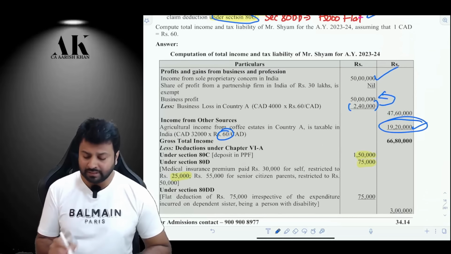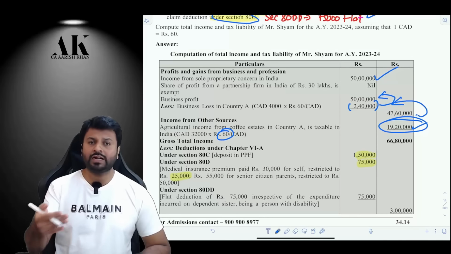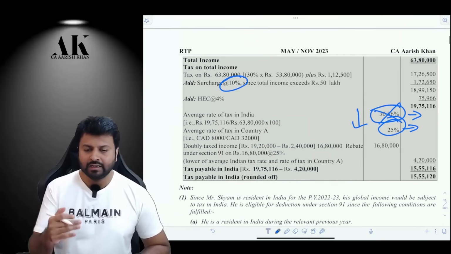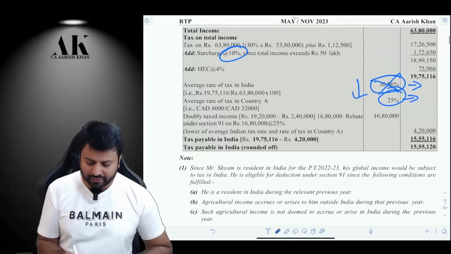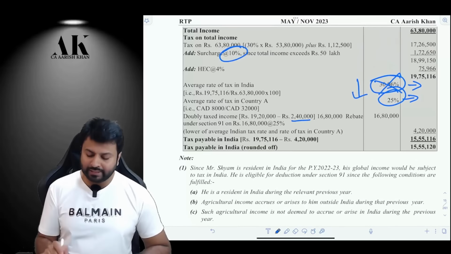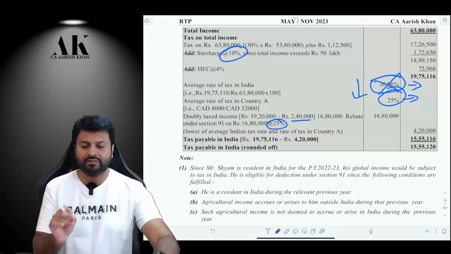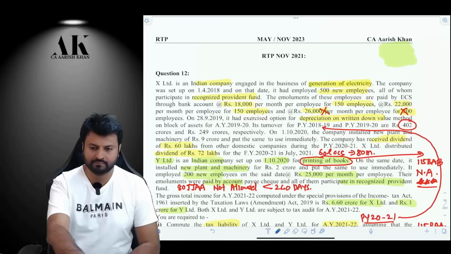This is your foreign income, but out of that you have to reduce 2,40,000 because that much is not doubly taxed. That much you are taking benefit in India. Therefore, out of that amount you have to reduce 2,40,000, and the remaining amount will be your doubly taxed income. On that you will apply 25%. That will be your relief. That's it. This is your RTP May 2021.